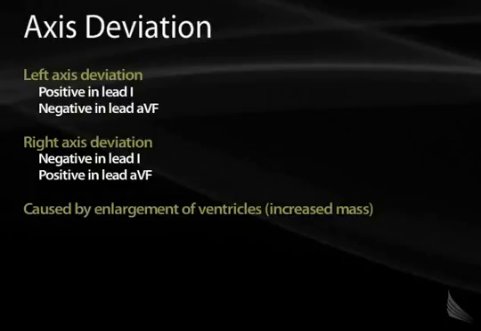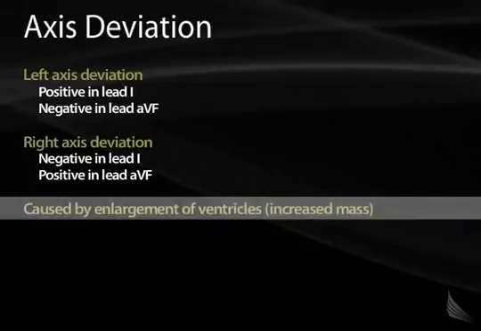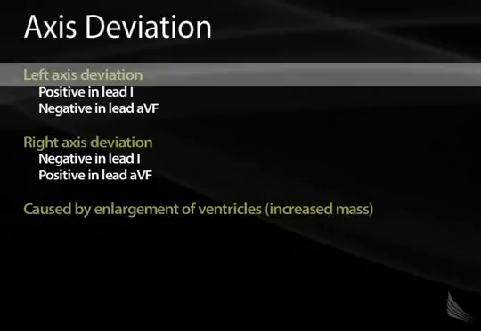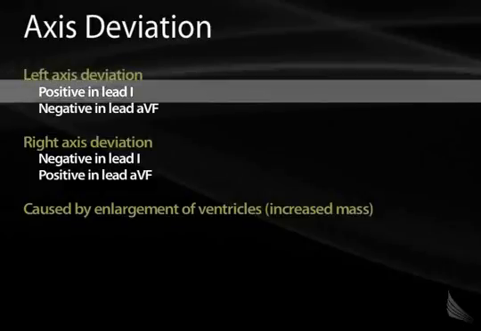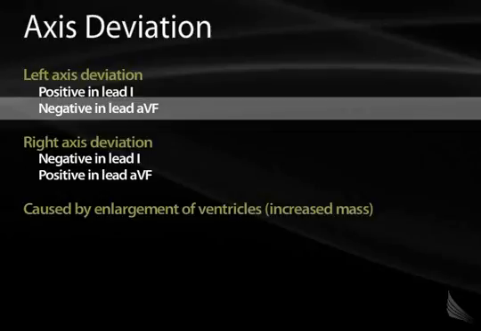Axis deviation, such as left axis deviation and right axis deviation, are easily diagnosed on an EKG. In general, axis deviations are caused by enlargement of the ventricles, increased mass. This is usually caused by increased pressure or volume in those ventricles and are commonly seen in right heart failure or left heart failure. You can quickly diagnose left axis deviation by looking at a positive QRS complex in lead 1 and a negative QRS complex in lead AVF.